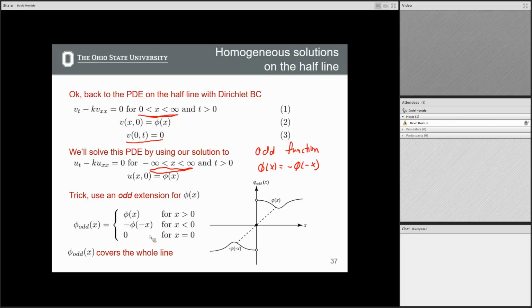Okay, so we apply this odd extension. This would be its odd complement to that function. And now this means that this odd extension covers the entire line here. Also note that this satisfies the Dirichlet boundary condition at time equal to 0, right?